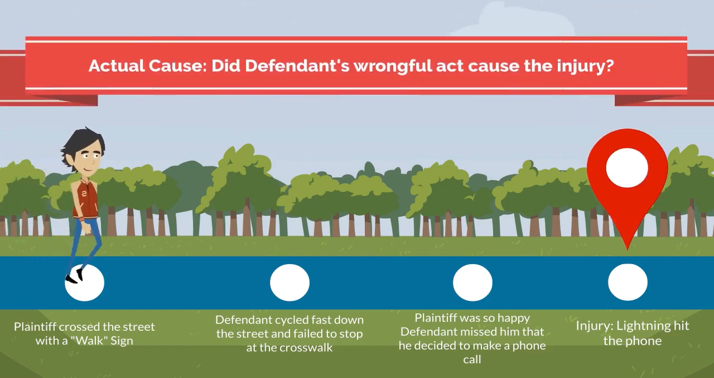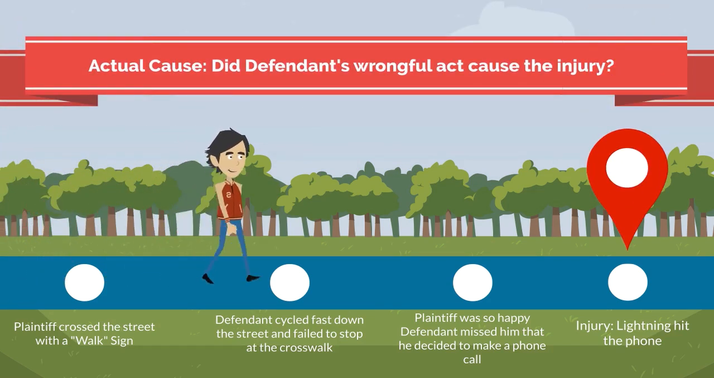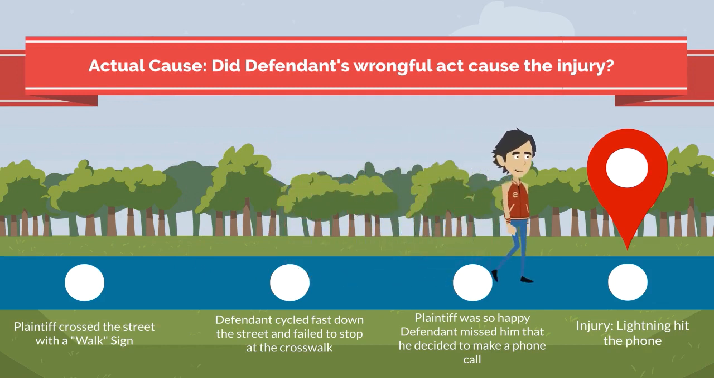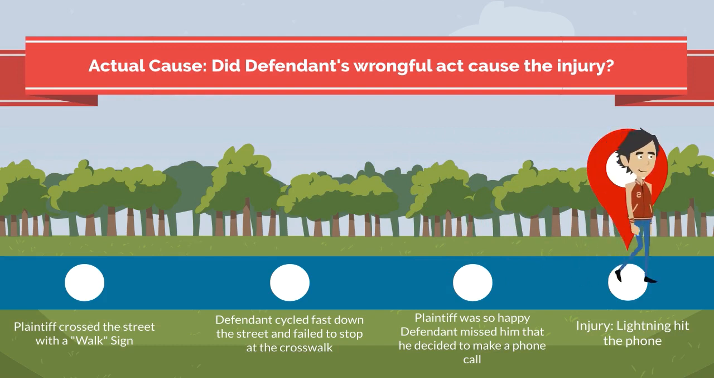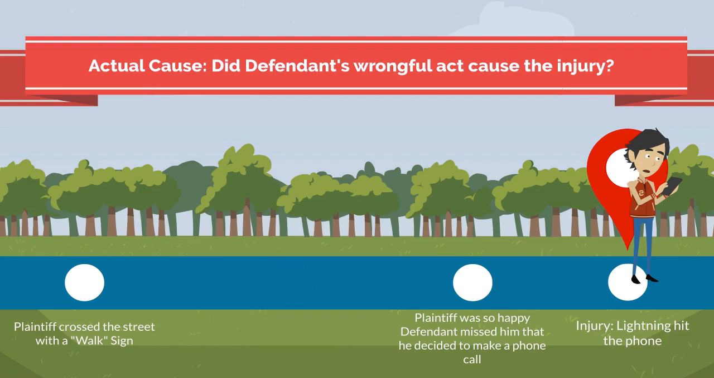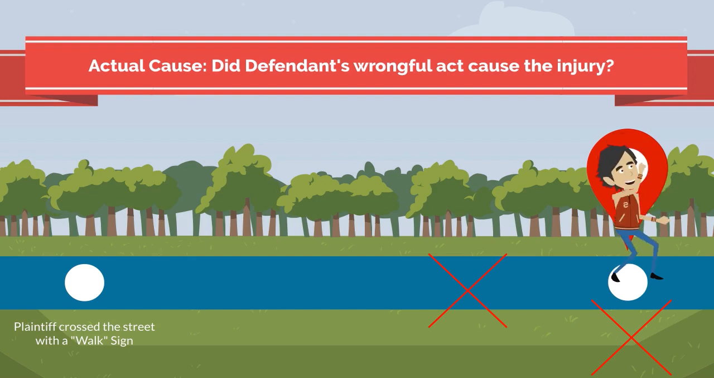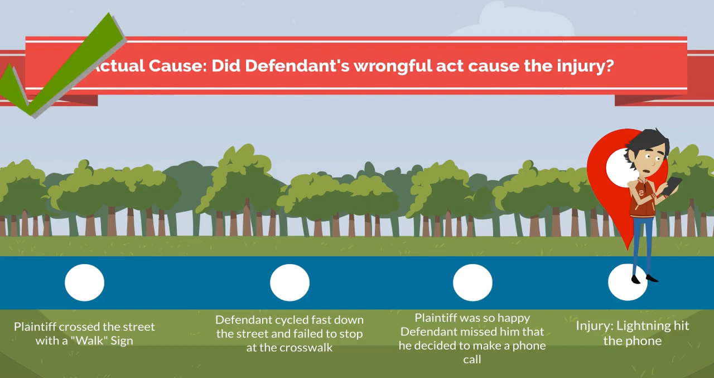Well, we can start with actual cause. Our facts are: plaintiff crossed the street with a walk sign, defendant rode through the crosswalk without stopping, plaintiff was so happy defendant missed him that he decided to make a phone call, and then he was injured when lightning hit the phone. So in this case, if defendant had not ridden through the crosswalk carelessly, plaintiff would not have felt the need to make that phone call. And so it seems likely if he had not taken out the phone, he never would have been struck by lightning.